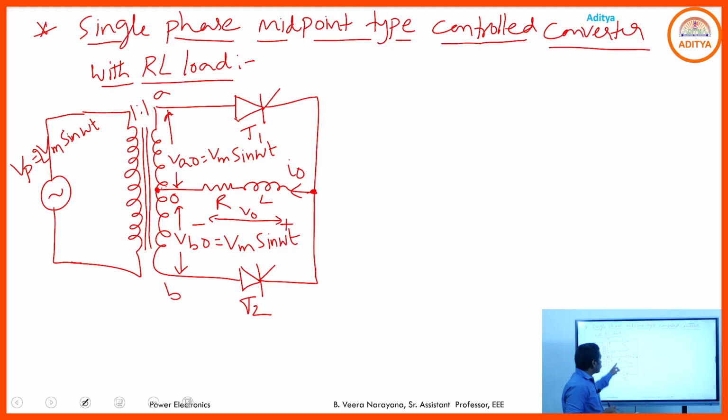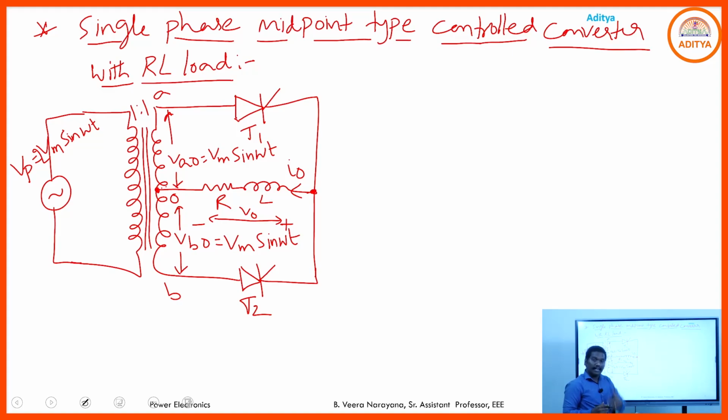Depending on the value of the inductor, this converter may operate either in continuous conduction mode or discontinuous conduction mode. If you have a large value of inductor, the converter operates in continuous conduction mode. If you have a low value of inductor, it operates in discontinuous conduction mode. And depending upon the value of firing angle in continuous conduction mode, this converter operates in two modes, either rectification mode or inversion mode.